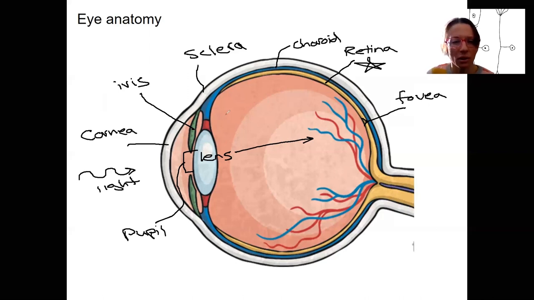How does it do that? Well, you've got these muscles here. These are called ciliary muscles. These are part of the ciliary body that contract or relax to change the shape of the lens.